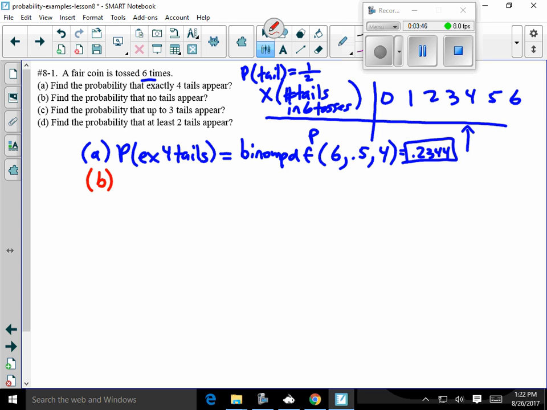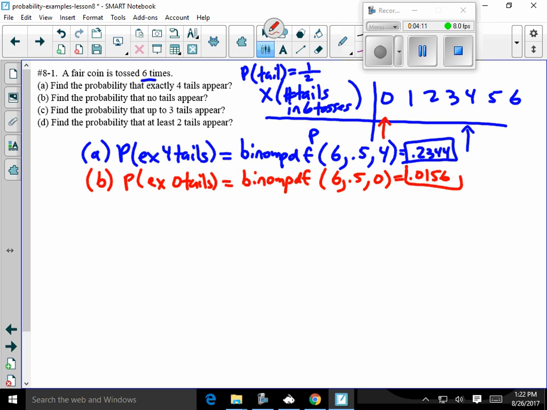Okay, for part B, we're finding the probability that no tails appear at all. So that's another exactly equal case. It's just the case of having exactly 0 tails. So we're finding the probability of exactly 0 tails. We'll use the same as above, we'll just change the 4 to a 0. Out of 6 trials, 50% chance of getting tails, the probability of getting 0 tails would be, if you do the same calculator sequence there, 0.0156.